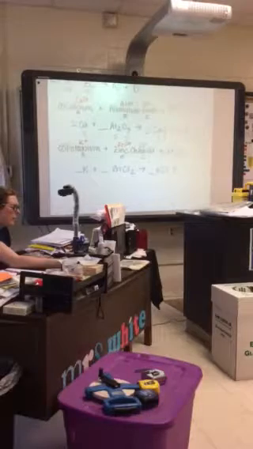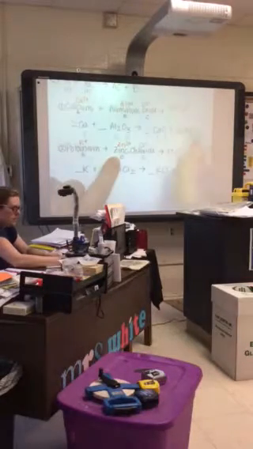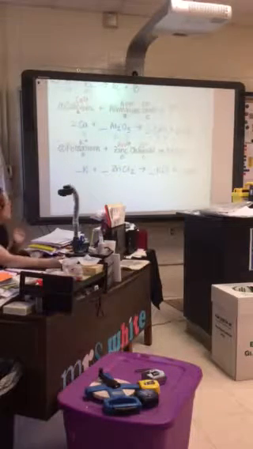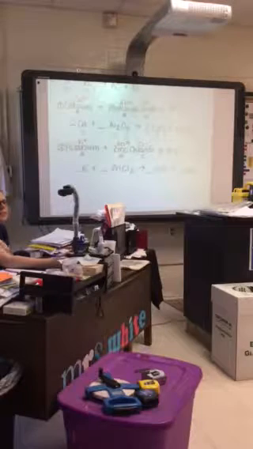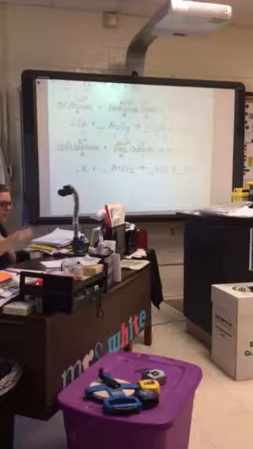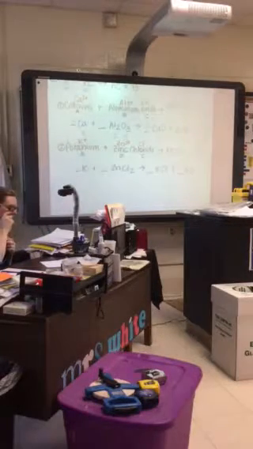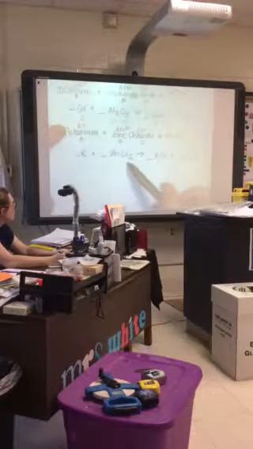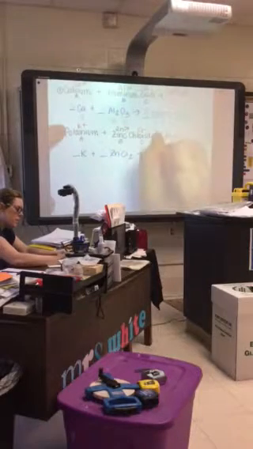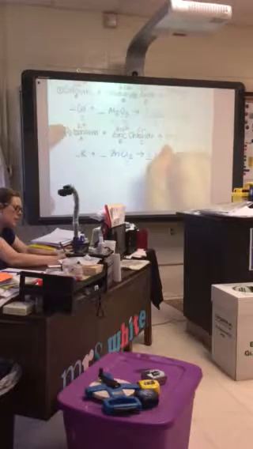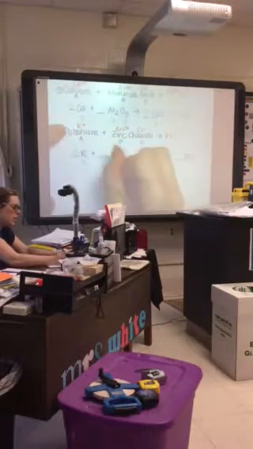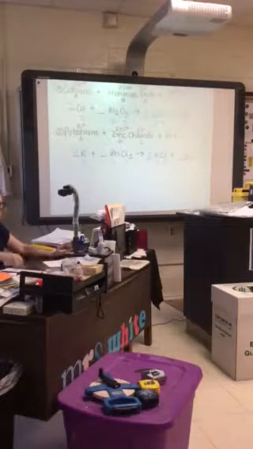Plus B. B is zinc. Is zinc diatomic? No. Alright. Can K replace zinc? Yes, it can. So this equation is good. And now all I need to do is balance it. So I've got 2 chlorines here, so I multiply this one by 2. That gives me 2 potassiums there. Multiply potassium by 2. And I got 1 of each zinc.